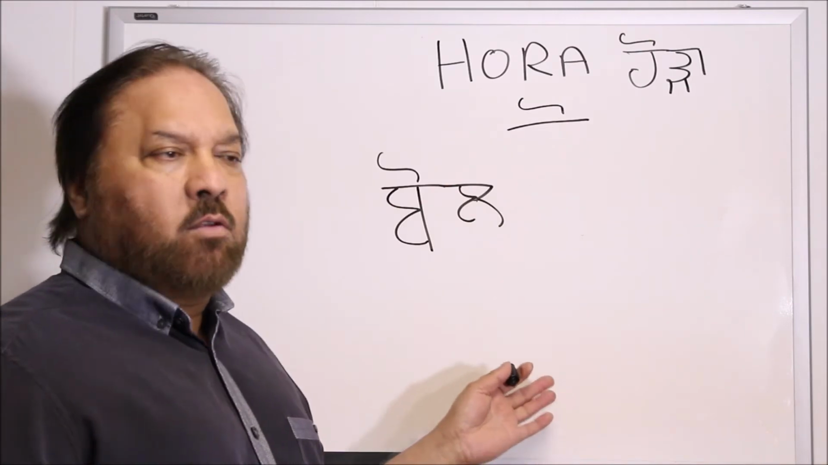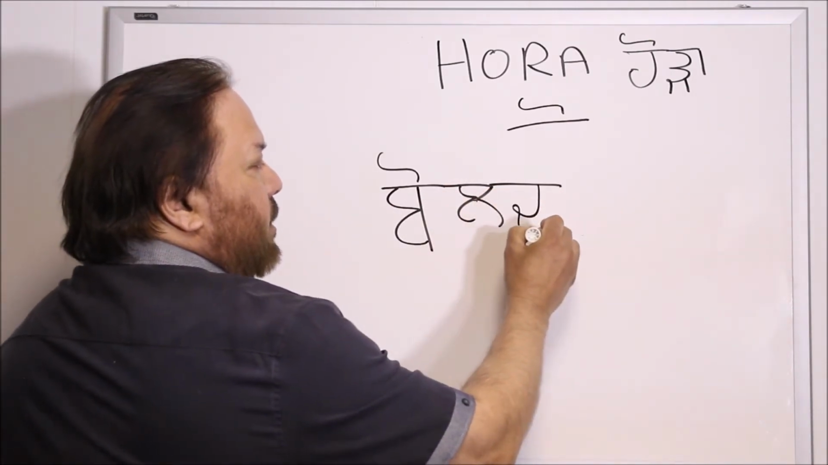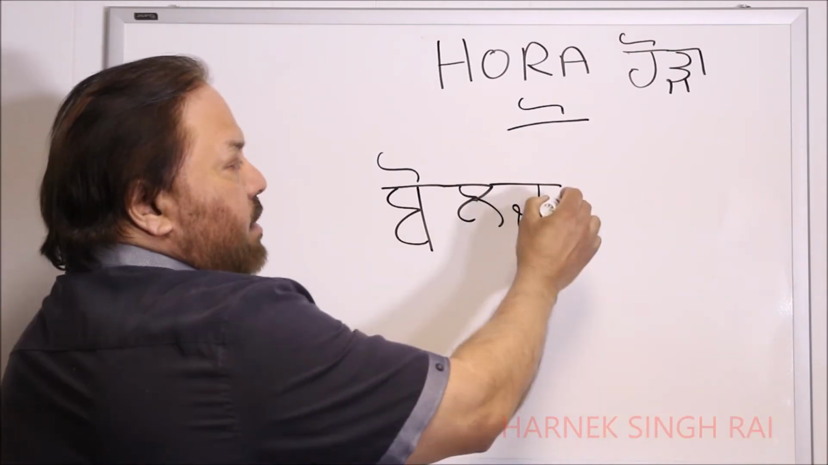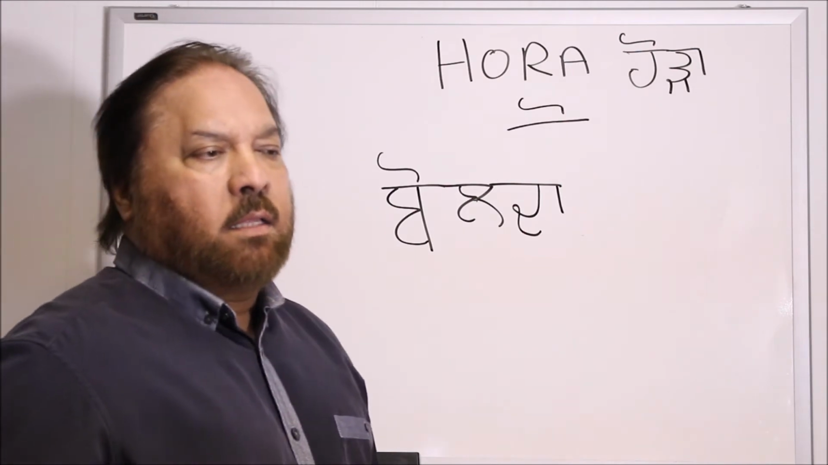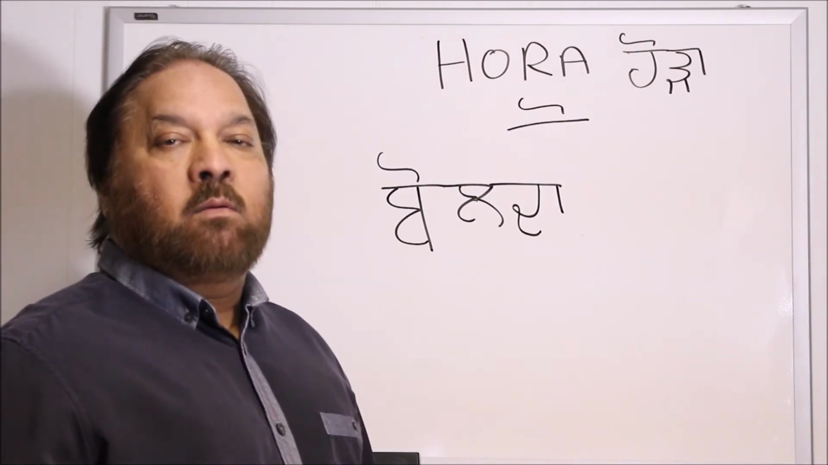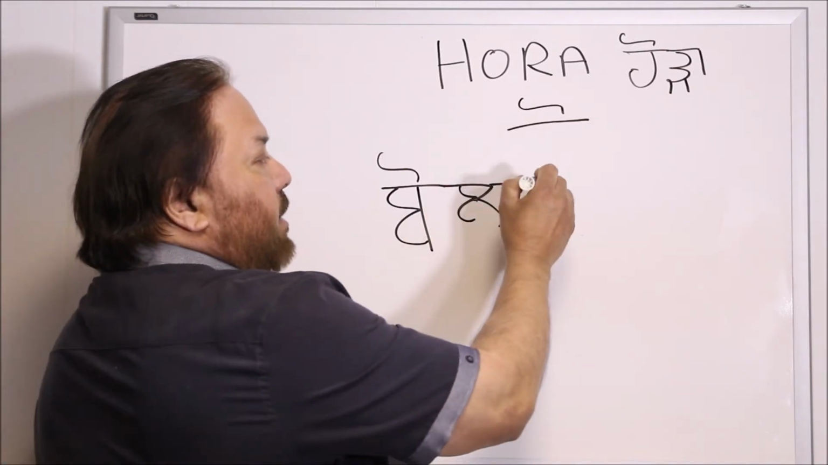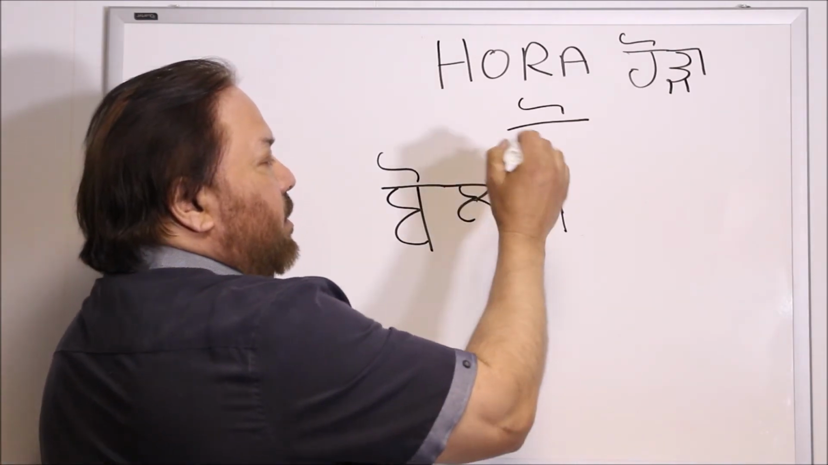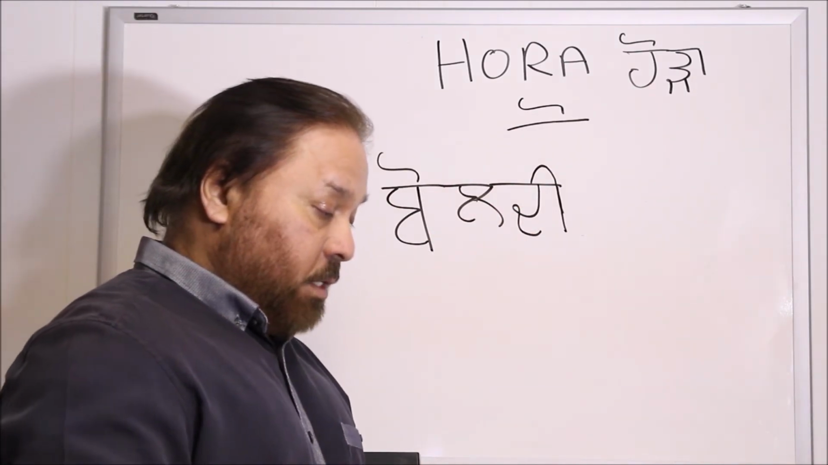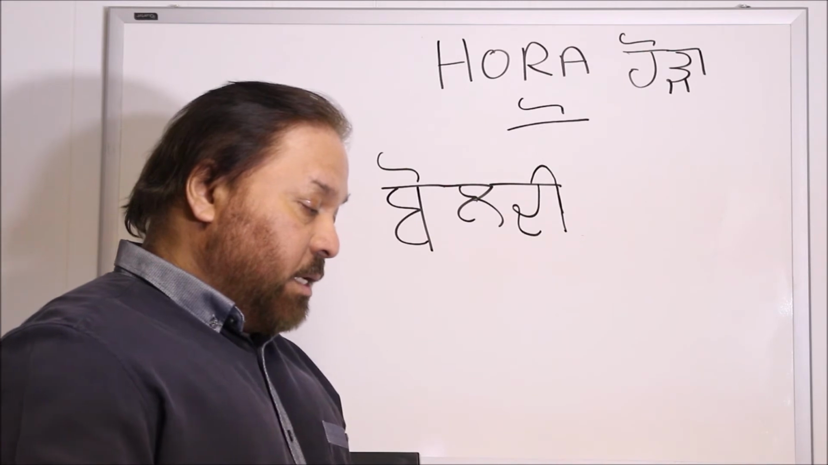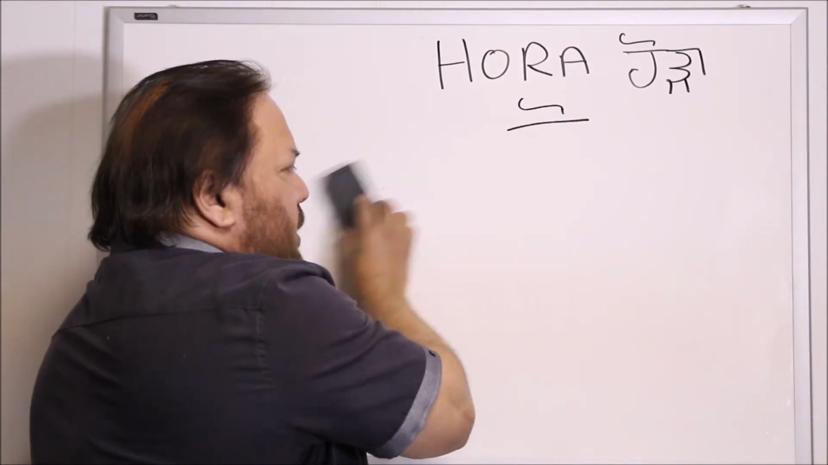So if we want to write bolda, then we can put dada for D, then kanna. This is bolda. That means a male. If we want to write female, we say boldi, then this becomes Bihari, which is boldi.